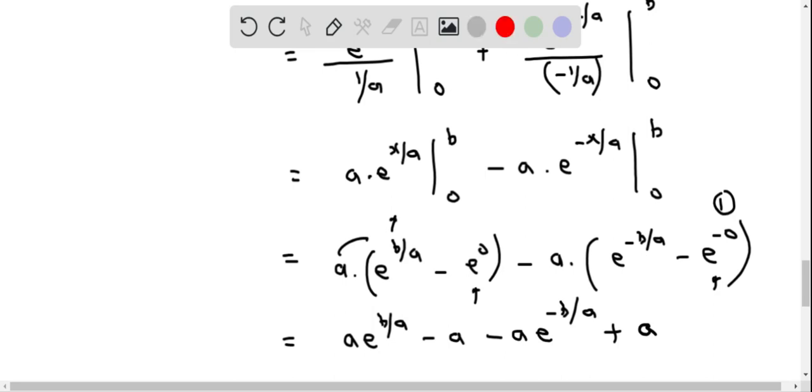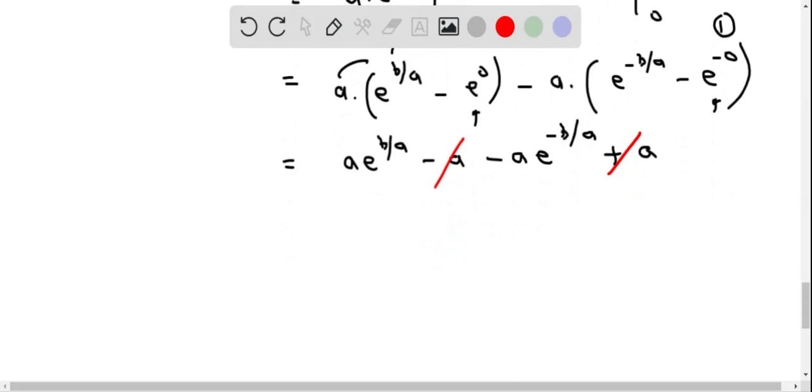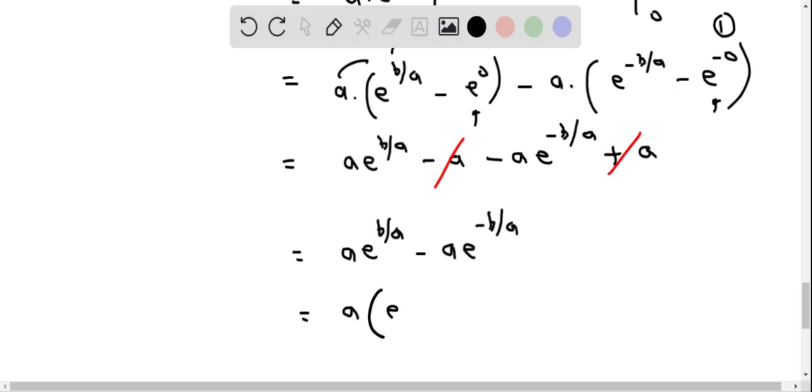We now see that we can cancel this negative a with positive a. So finally, we get the expression a times a e raised to the power of b by a minus a e raised to the power of negative b by a. In fact, the a can be factored, and when you do that, we get a times e raised to the power of b by a minus e raised to the power of negative b by a. So this is the length of the wire.